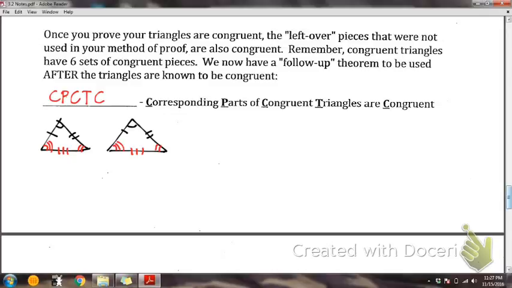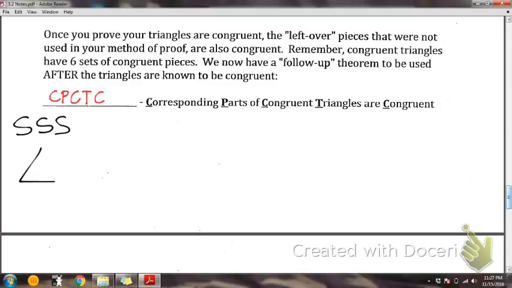Okay? So let's review really quickly. We have 4 ways to prove that triangles are congruent. The first one is side, side, side, right? Let's draw a quick picture. One side, two sides, three sides have to match up. Then we have side, angle, side. Again, we're doing this with 2 triangles, but for this example, we're just going to use one so that you can see. The angle, remember, has to be in the middle for side, angle, side.